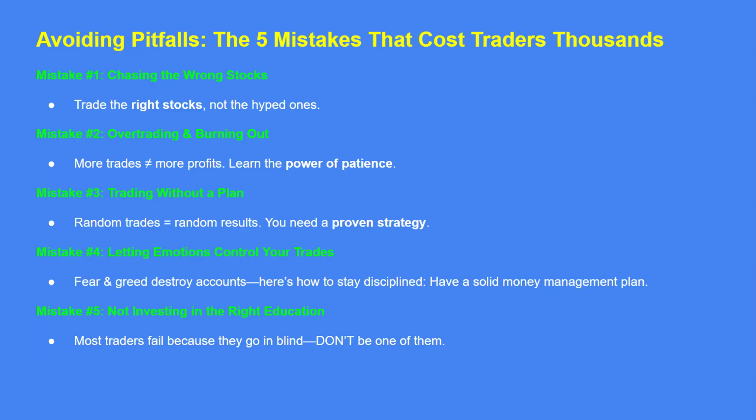And even if the trade goes against you, you have a designated area where to take your loss. And you know that your loss is not going to be greater than whatever you risk per trade. So for example, whether it's your 1% or 2% of your capital. And then mistake number 5, not investing in the right education.